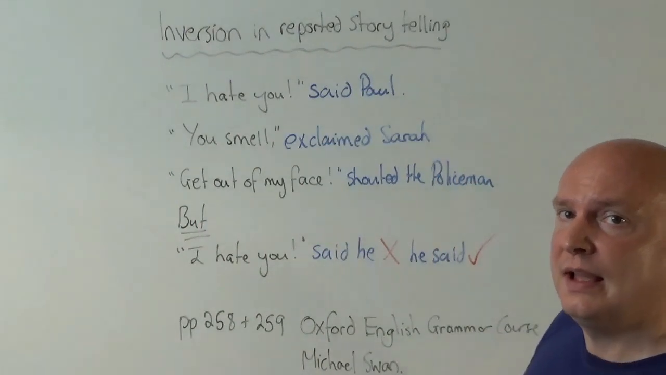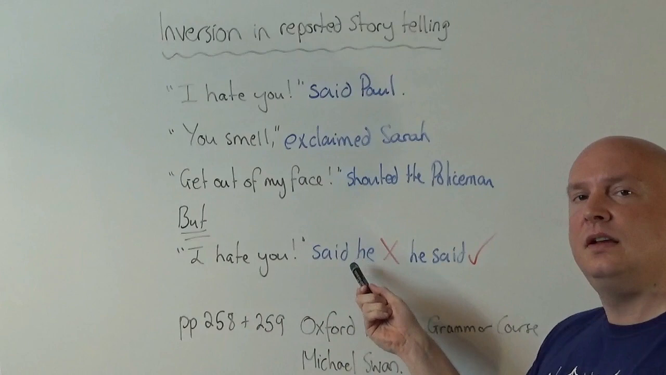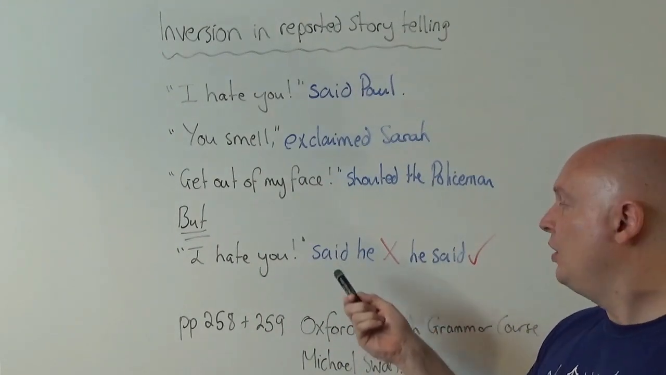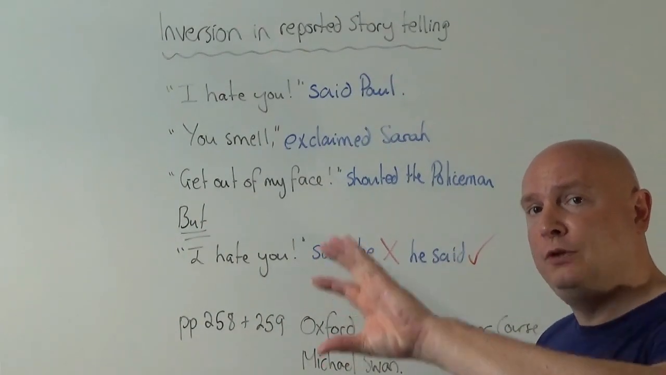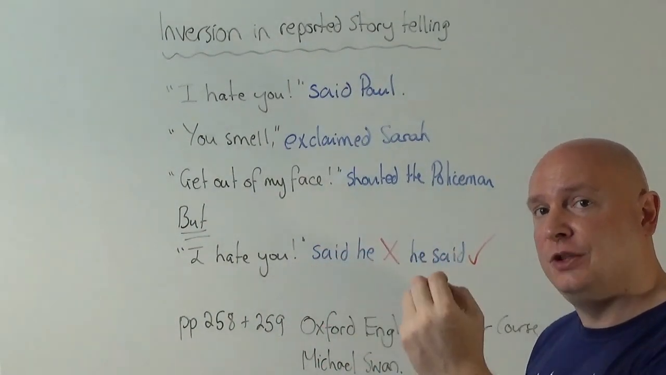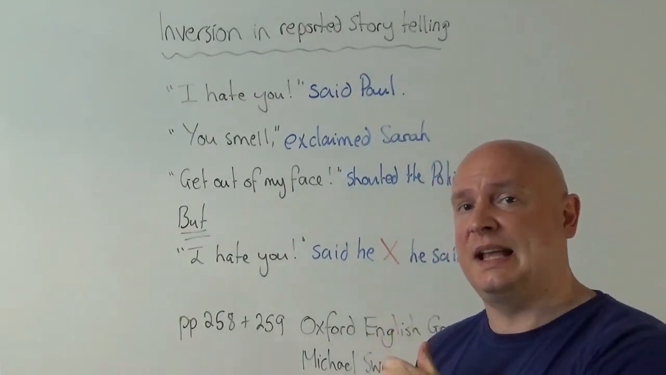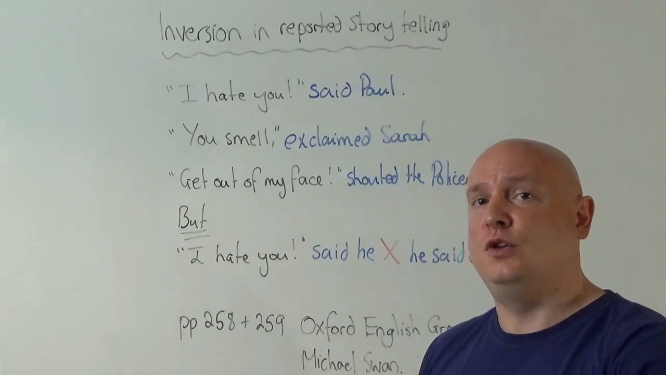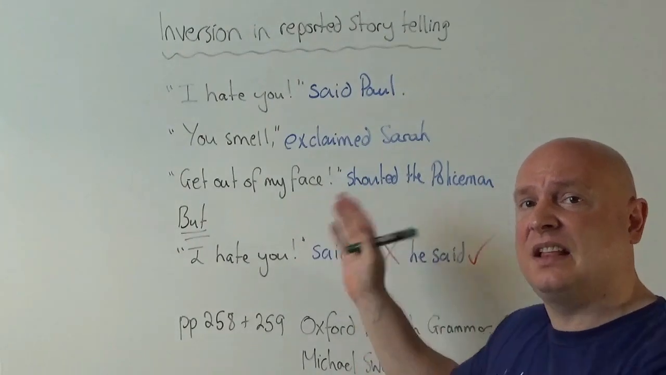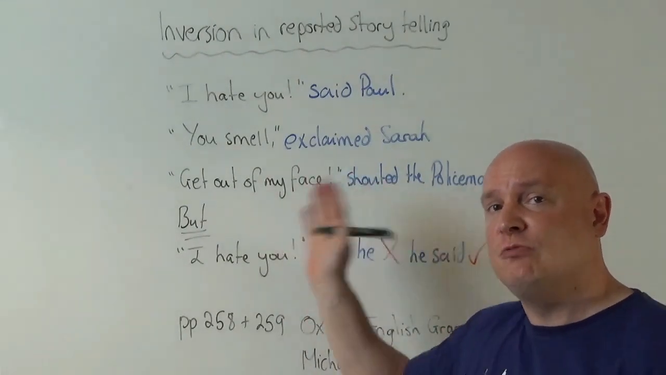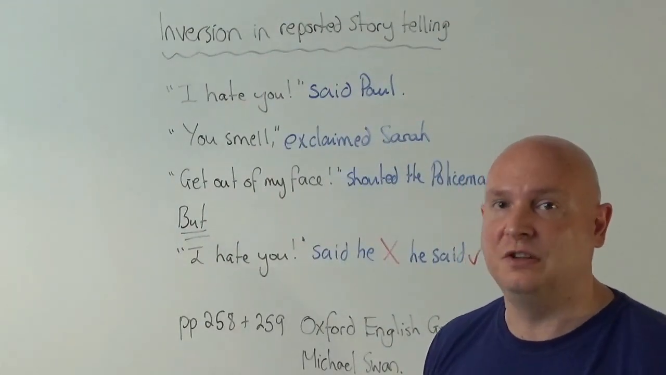Very common. However, be careful, but I hate you, said he. That's wrong. I hate you, he said. When we have a pronoun, we do not invert. That's the only time. And in fact, in the previous example with here and there, it's the same principle. If you have a pronoun, you don't invert. Okay, now that's basically it. There is nothing really more to say here. It's really simple. It's basic. This is even pre-intermediate English, if not even earlier.